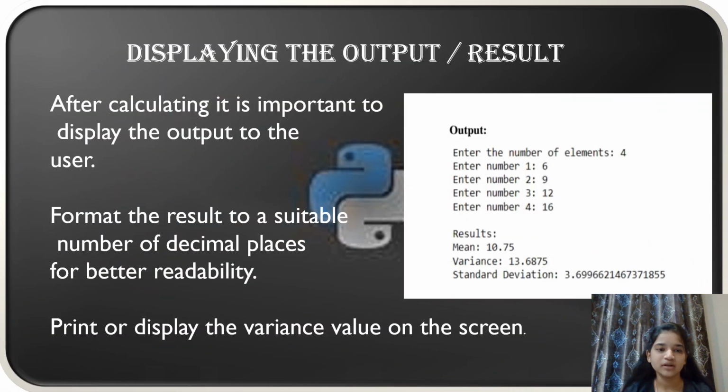Displaying the output or result. After calculating, it is important to display the output to the user. Format the result to a suitable number of decimal places for better readability. Print or display the variance value on the screen.